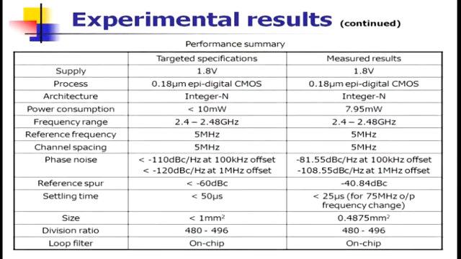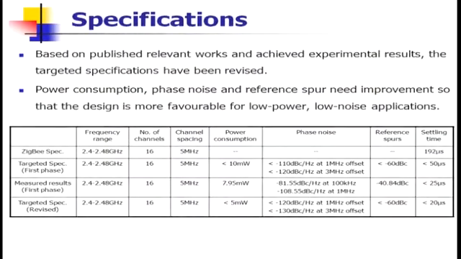So, next phase of the design, this is the measured result. You have to improve your design further in the second phase. Let us make a target. I got 7.95 from 10 milliwatt. Why not we target less than 5 milliwatt?